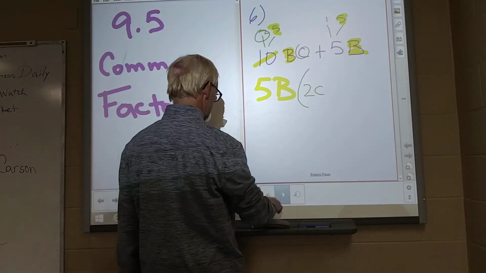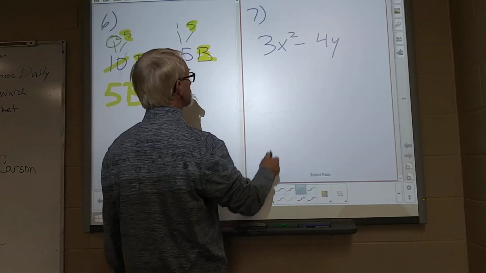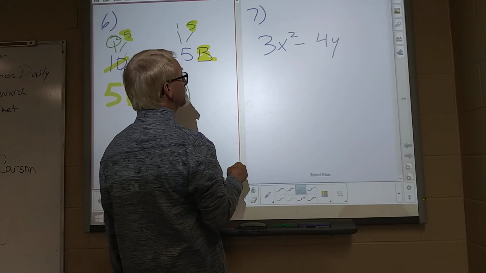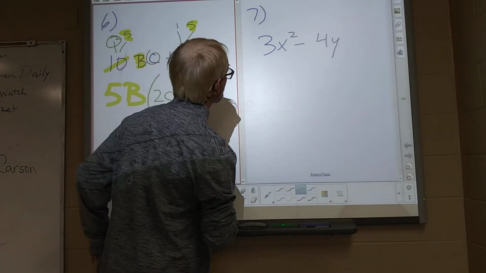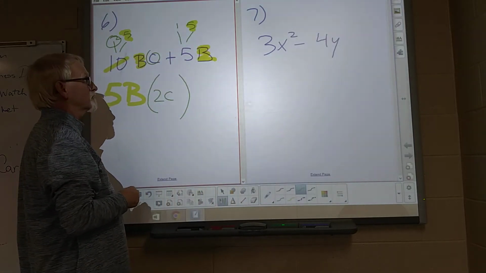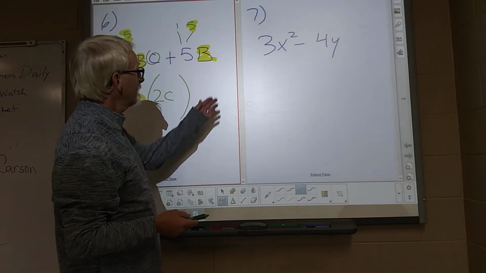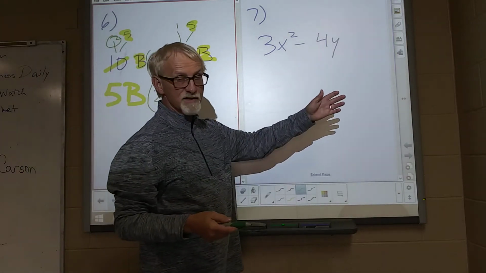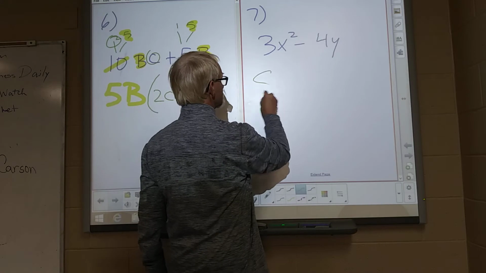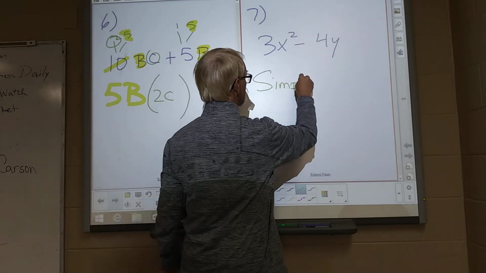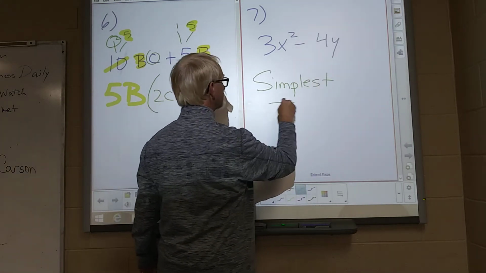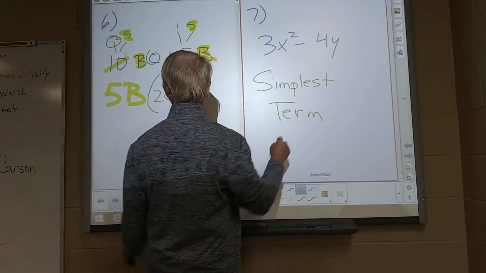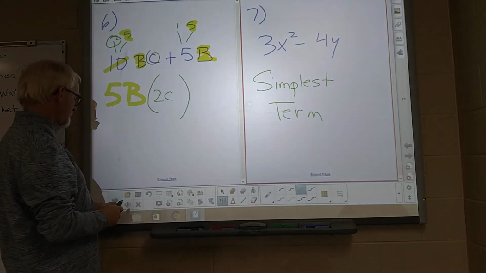All right, let's do the next one. 3x squared minus 4y. So if you're looking here, you have no greatest common factors. So this is the simplest terms. There's no way to factor that one. And you're not always going to be able to factor, so you have to know.